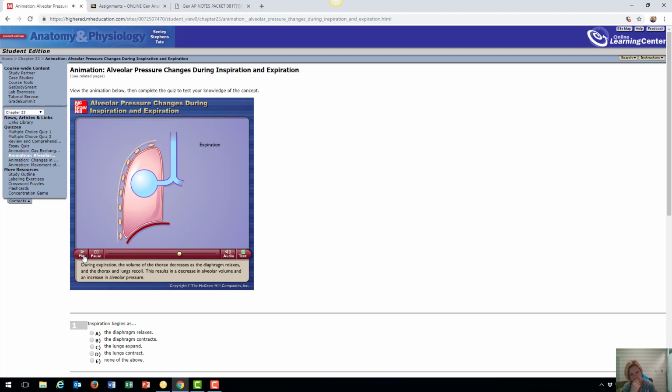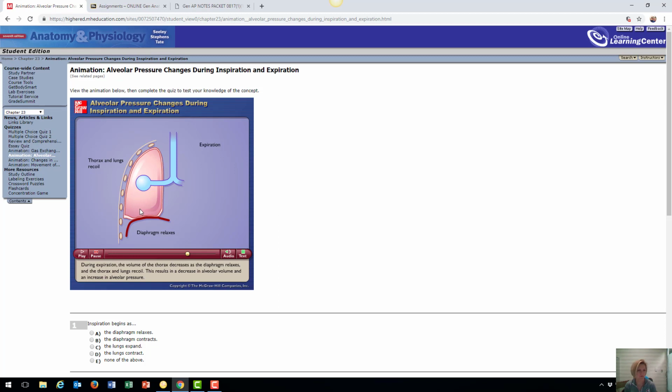During expiration, the volume of the thorax decreases as the diaphragm relaxes and the thorax and lungs recoil. So the external intercostals relax, the diaphragm relaxes, and the volume decreases. As the volume decreases, that increases the pressure here higher than atmospheric pressure, so air flows out of the lungs. So exhalation is a passive process, and that's a key thing to remember.